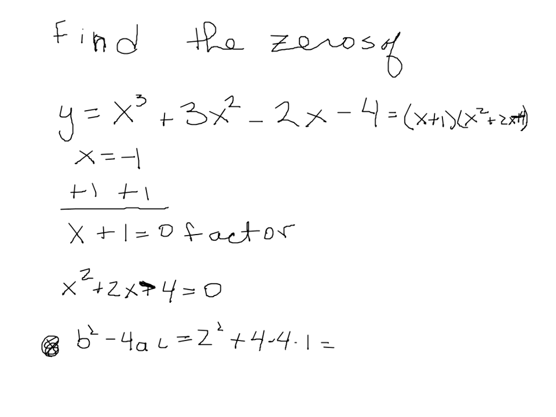I was about to say, I'm going to get a negative, about to get complex roots, but I saw 3 roots, so I knew I was screwing up somewhere. Okay, so we get 4 plus 16 is 20.